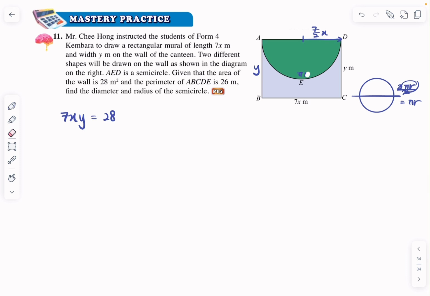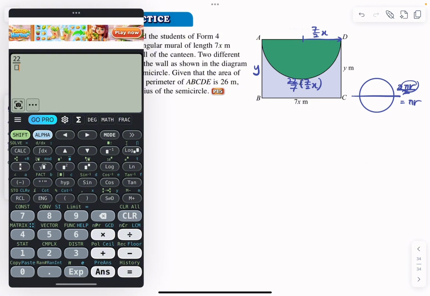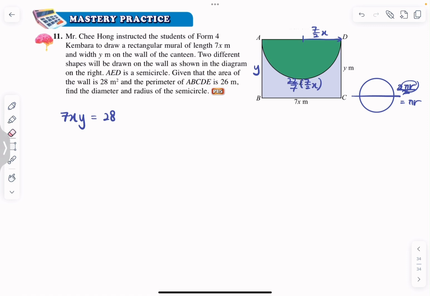So I'm going to sub this into the r here. Instead of writing pi r, we say pi times 7 over 2 x, and pi is just 22 over 7. So 22 over 7 times 7 over 2, we get 11. So this whole length will be 11x. Done. Now we can make our equation.